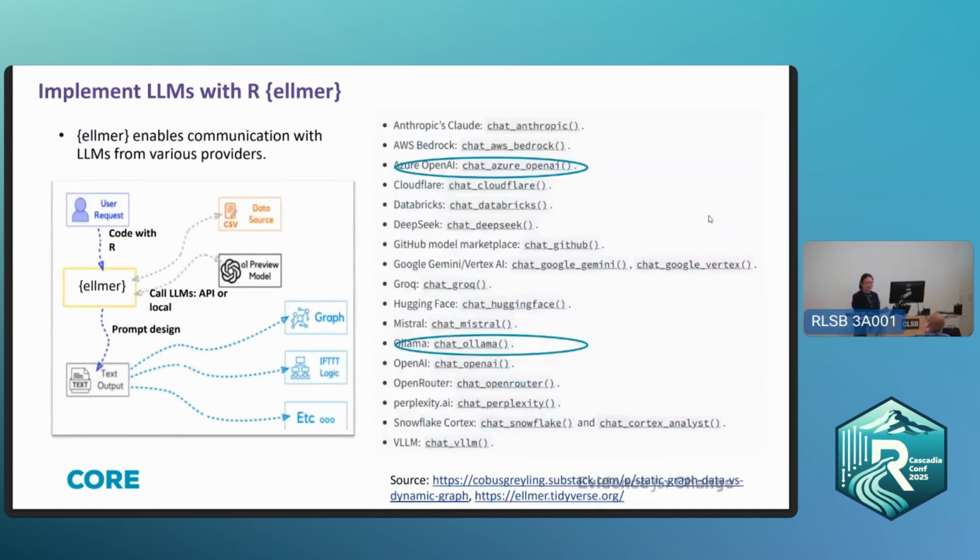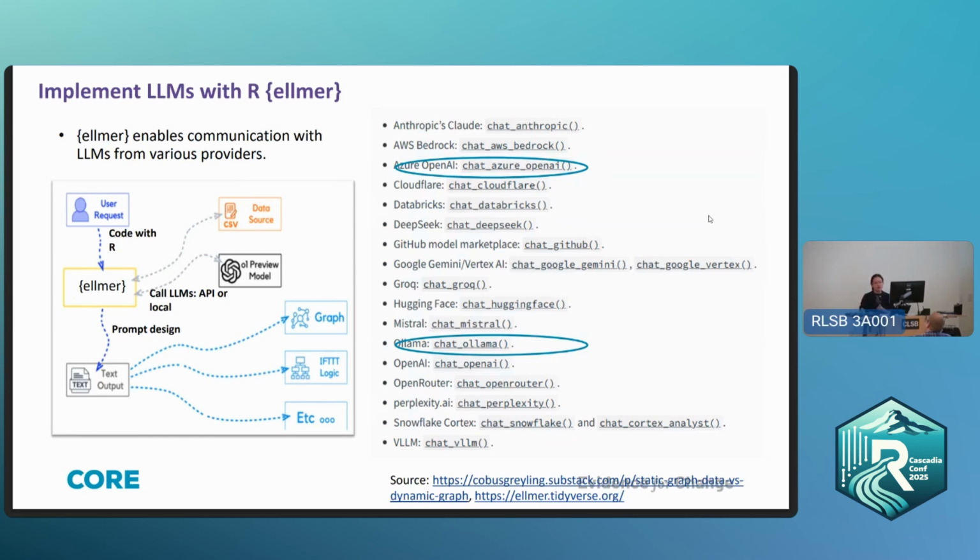Like David introduced, the ellmer package simplifies communication with large language models from various providers. Ellmer was released this January and has been updated three times in a short time. On the right side, you can see the different functions in ellmer that you can use to implement large language models. And the left workflow shows how to use the data source and call the large language models, helping users work with ellmer and prompt design to get the desired outcomes.